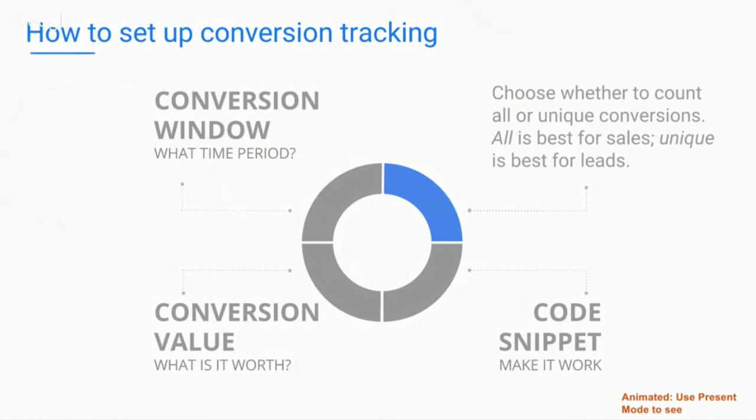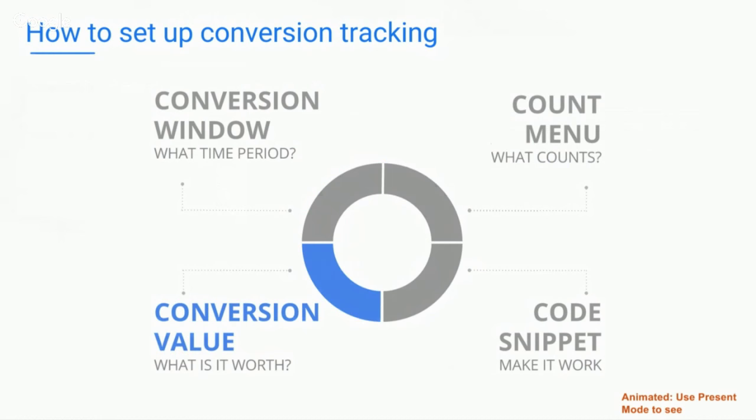For example, say a user goes to your site, purchases 3 items, and checks out. If you're counting all conversions, this will count as 3 conversions. Instead, if you're counting unique conversions, the same user that purchased 3 separate items, because it was 1 user, this will be 1 conversion. Because of this, all conversions is usually best for sales, while unique conversions is usually best for leads.